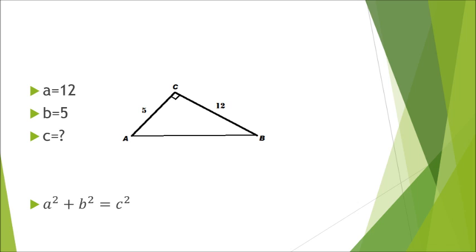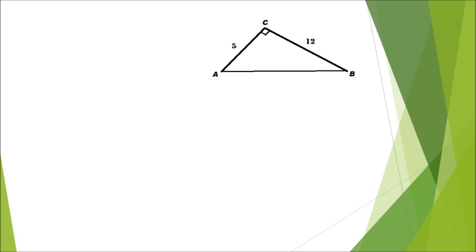So the Pythagorean theorem states that A squared plus B squared equals C squared. So we plug in the numbers from the triangle into the Pythagorean theorem, then we will get 12 squared plus 5 squared equals C squared. 12 squared is 144 and 5 squared equals 25. So that gives us 144 plus 25 equals C squared.